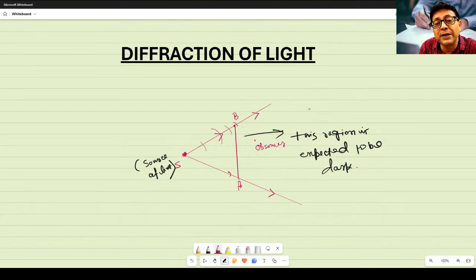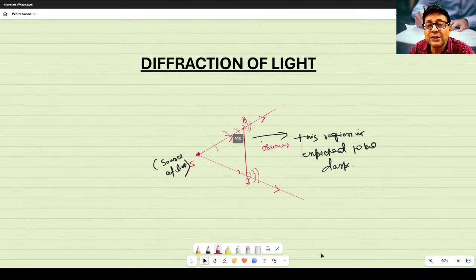And this part again behaves like a source of new disturbance. So that disturbance again will enter here. In this manner, light will enter partially in the geometrical shadow portion. That's why you observe light over there. It is not completely dark. That umbra, penumbra, all these natural phenomena you have studied in junior classes, that is actually bending of light.